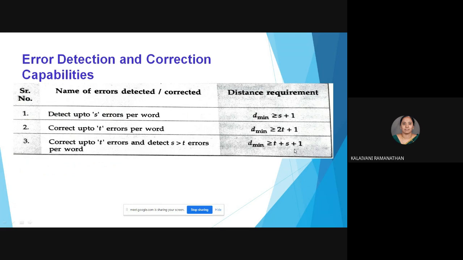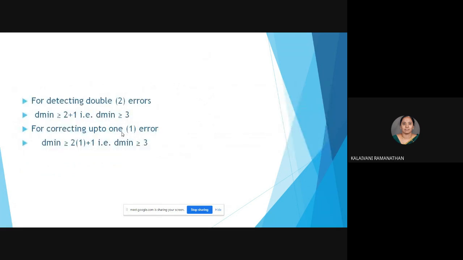So by having the condition satisfied by D minimum, the code will be able to detect errors, or correct errors, or it will be able to detect and correct errors. From that equation, you can note that for detecting double errors, D minimum should be greater than or equal to 3. And for correcting one error, it should be greater than or equal to 3.